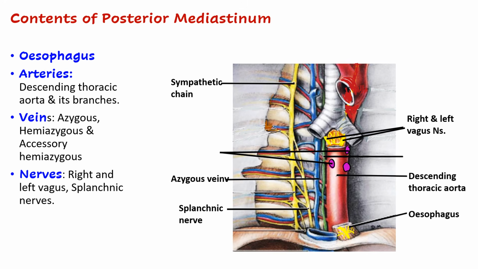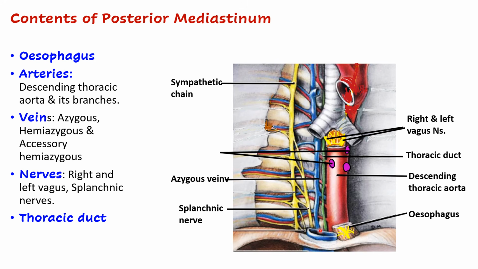Then we have some splanchnic nerves. This is the sympathetic chain. So there are 3 splanchnic nerves which will be supplying the abdominal organs, and they are the greater, the lesser, and the least. So that's what you can see here. These are the splanchnic nerves which will be going through the diaphragm to reach the abdomen.